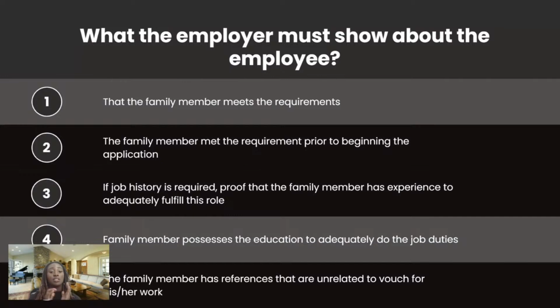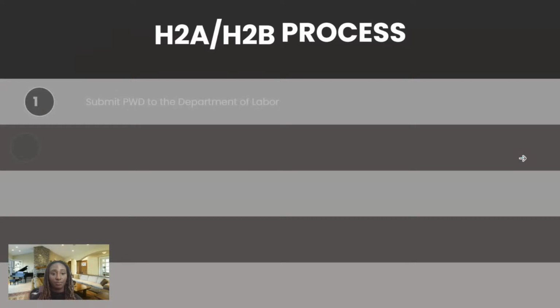And lastly, the family member has references that are unrelated to vouch for his or her work. That is extremely important, because if all of your references for your employees are family members, they're going to question the validity and likely, just to be pretty frank, deny it. You want to show that, again, any requirements that are put into the prevailing wage, the employee had prior to and independent of the family business.